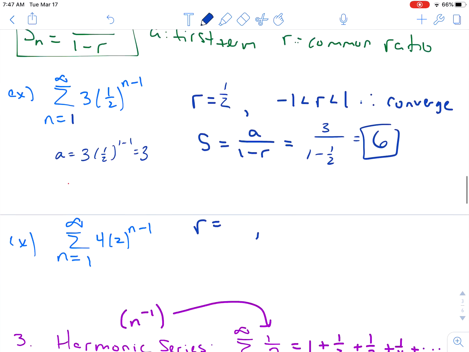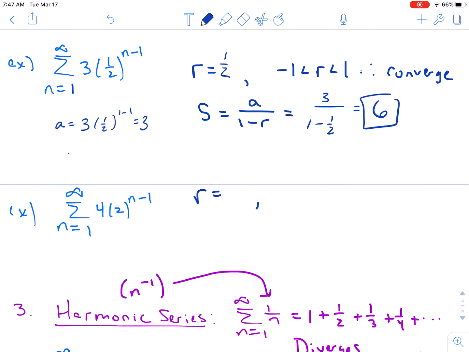Okay. In the next example, we have 4 times 2 to the n minus 1 power. Again, that's in exponential form, so we know that's geometric. But if you look at the number in the parentheses, we have an r value of 2 here. Well, since r is greater than 1, this series diverges. And no sense in trying to find the sum because it won't have one. All right.